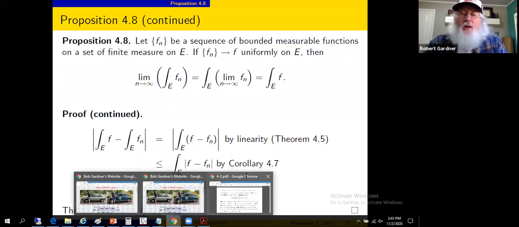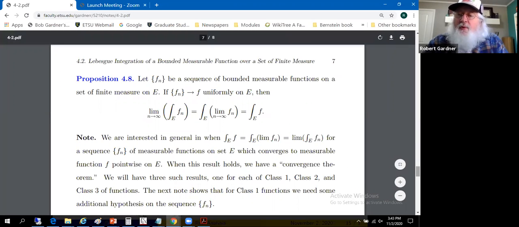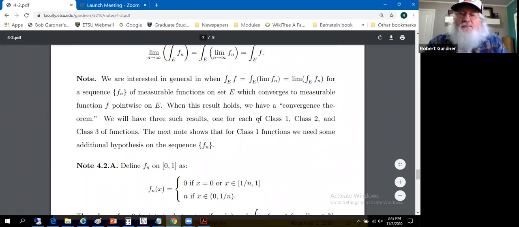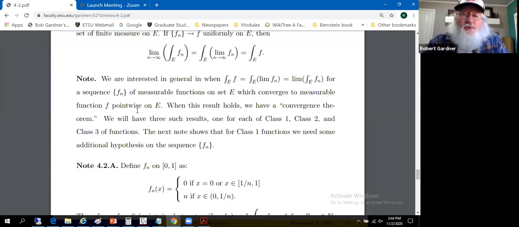But I want to do better than just straight up uniform convergence. In general, we're interested in when we can take the limit outside integrals. When is it that the integral over E of f, where f is the limit of a sequence, equals the limit of the integrals? When can you take limits outside of integrals like that, in the setting of a sequence of functions f sub n converging to a function f?